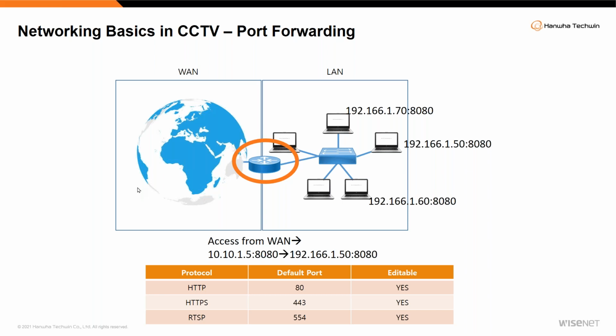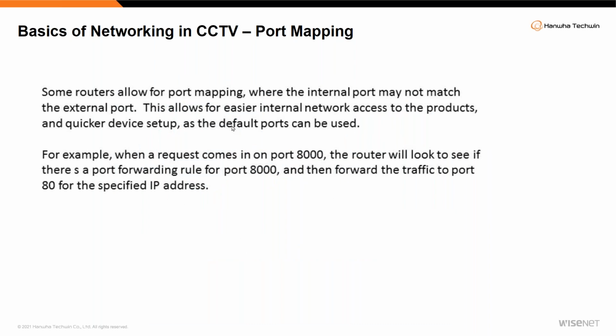That is done on the router side. Whenever you try to access computer one, you will type 10.10.1.5 colon 8080, so it knows it should go to computer one. When you put 8081, it knows it should go to computer 2. It is done on the router side, and you configure this when you have CCTV. Simply put, if you want to access your cameras remotely, you do this forwarding mapping.